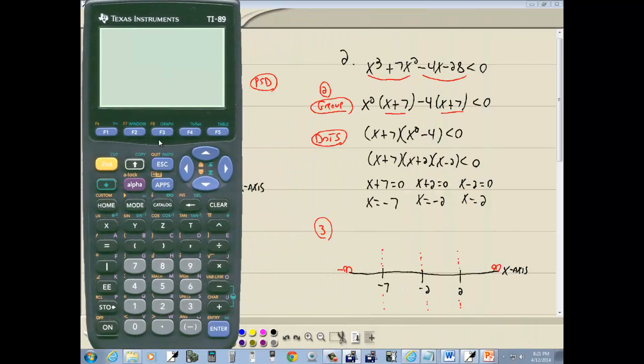Okay, so I'm going to go to my y equals, diamond F1, highlight, I did an up arrow, highlight y1, press clear. And we have x to the third, so x caret 3, plus 7x squared, so x caret 2, minus 4x, minus 28. Press enter, and now I'm going to graph it. So I'll do diamond F3.